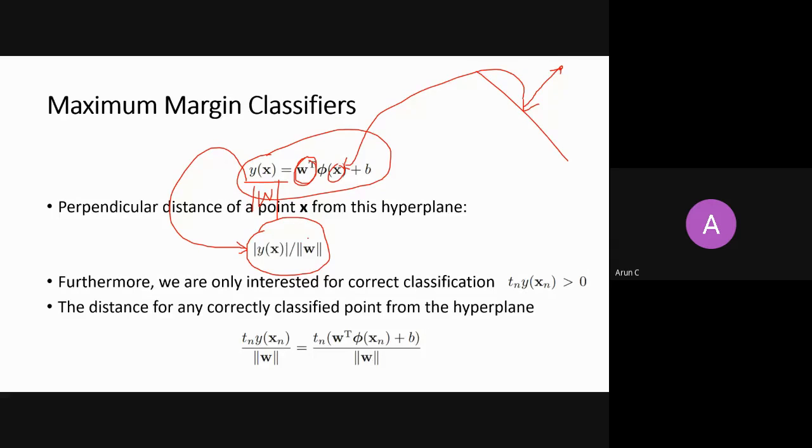And just to normalize it, because we are calculating an absolute distance, we normalize it by the norm of W, right? Fine. Then we said that this is the perpendicular distance for every nth point, right? And then we plug in the formula of y_n here, which is nothing but W transpose x plus b.